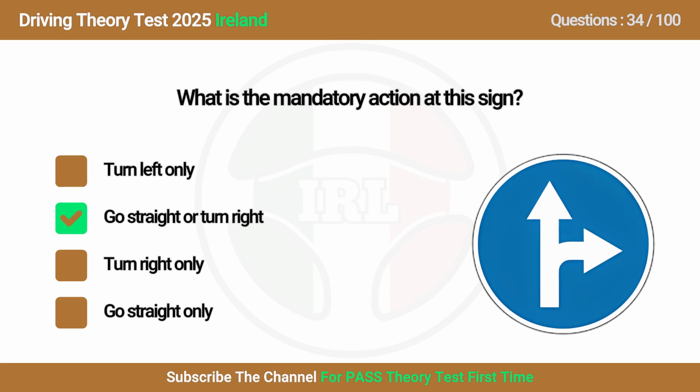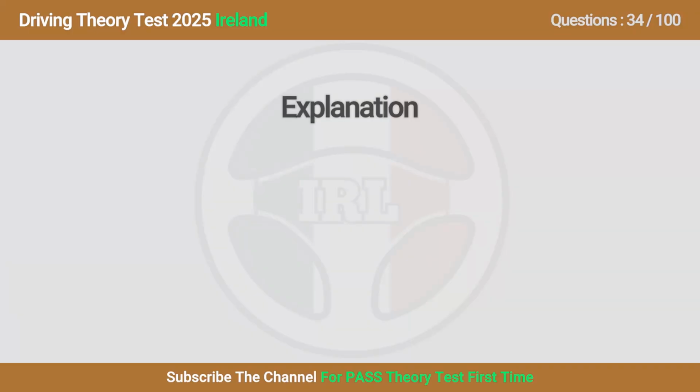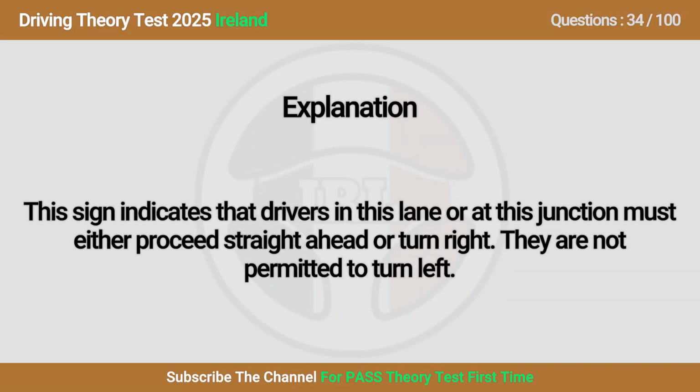Answer is B. Go straight or turn right. This sign indicates that drivers in this lane or at this junction must either proceed straight ahead or turn right. They are not permitted to turn left.